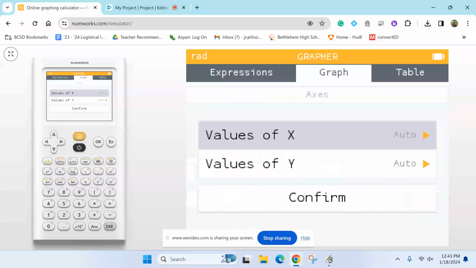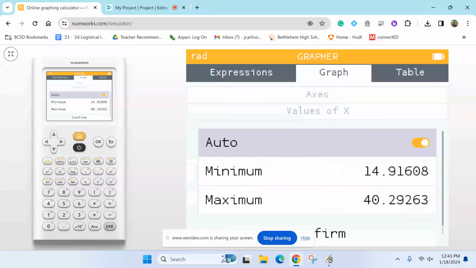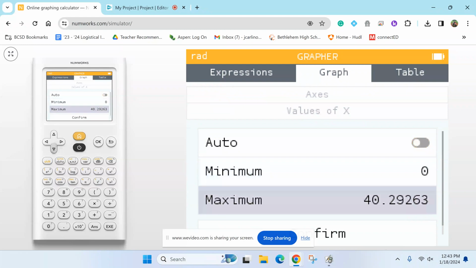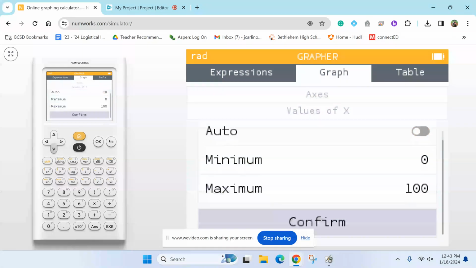All right, let's do the values of x first. I don't want auto. I want to go right here to minimum. So the minimum we want is what? 0 all the way to 100. So I go 0 to 100, confirm that bad boy.